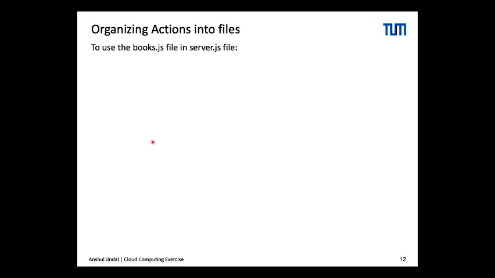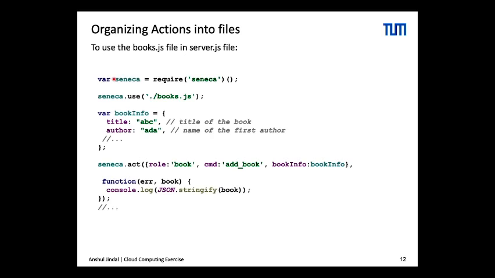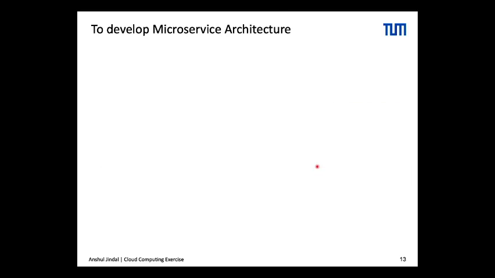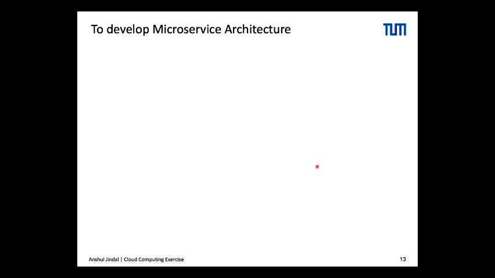Previously we saw that this is the module.export. I'm exporting this under books.js. Now in the main file, like server.js, you can use this books.js and call the Seneca.act method. Based on the pattern, it will match and then send this information to the microservice. So that's how we can write microservices within Seneca.js.